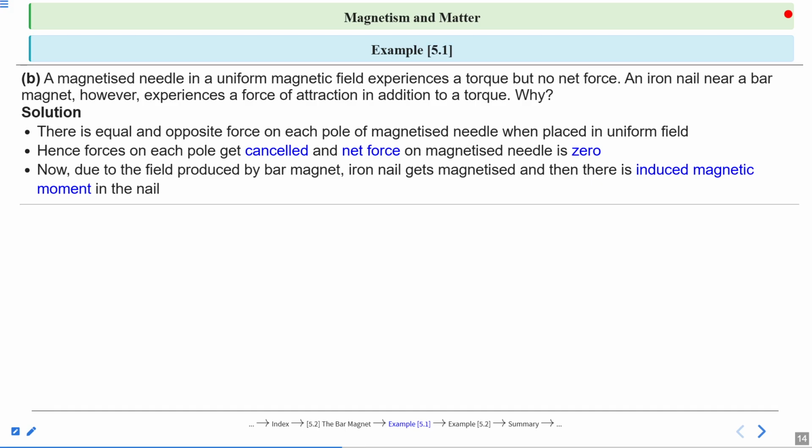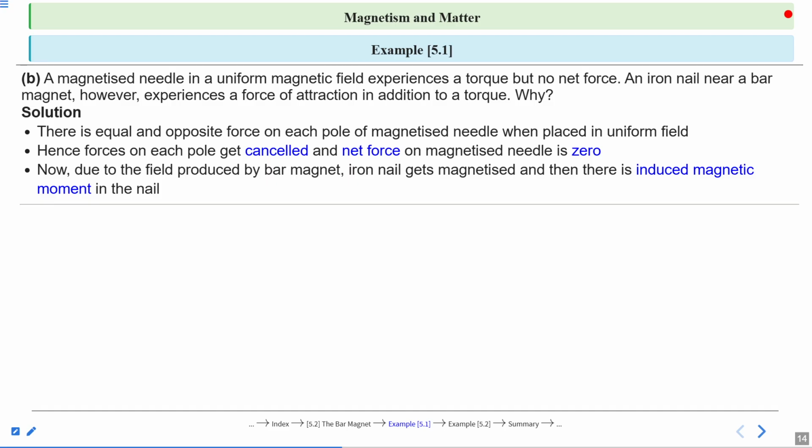Now, due to the field produced by the bar magnet, iron nails get magnetized and there is an induced magnetic moment in the iron nail. So when an iron nail is placed near the bar magnet, it will get magnetized and induce the magnetic moment, like we induce charges. If we place any uncharged conductor or uncharged material near a charged material, it will induce charges in the uncharged material. Like the hair comb example.